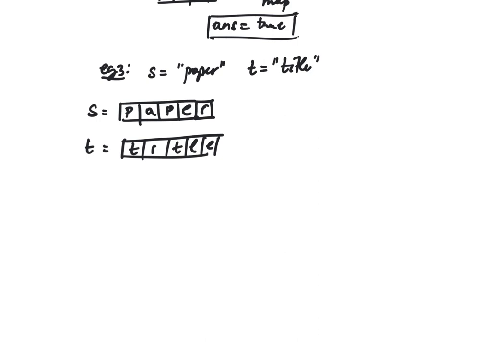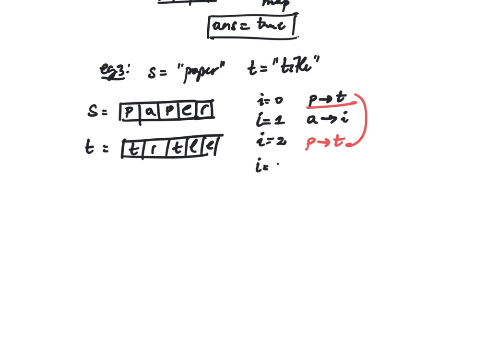So at the index I equal to 0, P maps to T. I equal to 1, it is the first time, so A maps to I. I equal to 2, we see P again, and we notice that P is already present here, so this is good. P maps to T, that is already here.